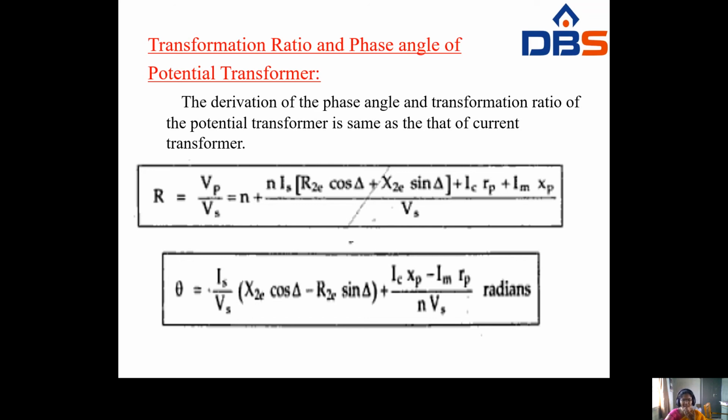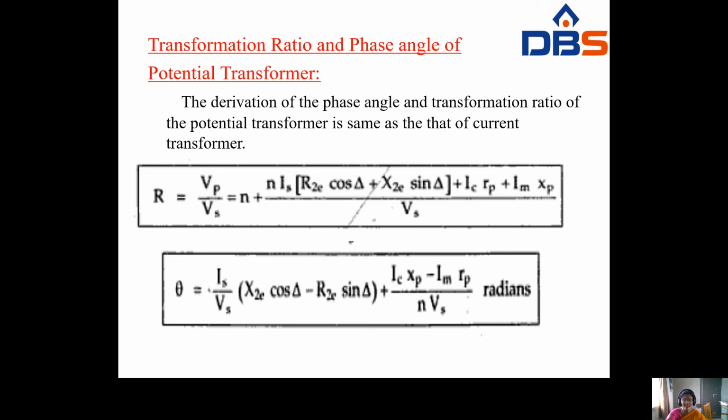Okay, that means primary. So what is the transformation ratio? Magnitude of primary current by magnitude of secondary current. That is for current transformer. In terms of potential transformer, primary voltage by secondary voltage. That means R equals Vp by Vs, which is equal to N plus N into Is (R2E cos delta plus X2E sin delta) plus IC RP plus IM XP, divided by Vs. So this is the transformation ratio of the potential transformer.